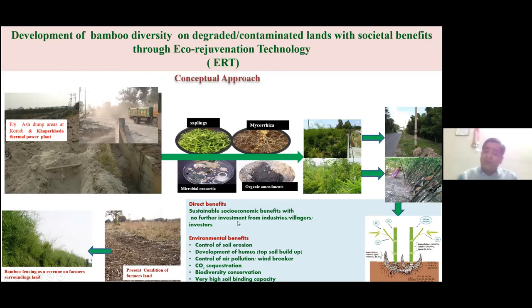So for direct benefit, sustainable social benefit, with no further investment, only one-time investment is required for developing the green belt through this technology. And environmental benefit: control of soil erosion, development of humus, topsoil buildup, control of air pollution, wind breakers, CO2 sequestration, biodiversity conservation, and very high soil binding capacity. So selection of species is very important, and also depends on the industrial or waste or contaminated area.